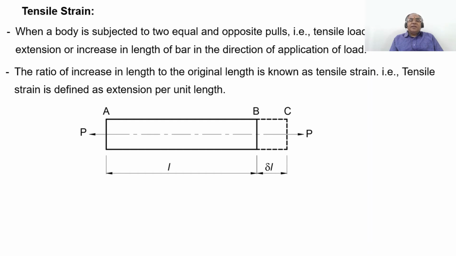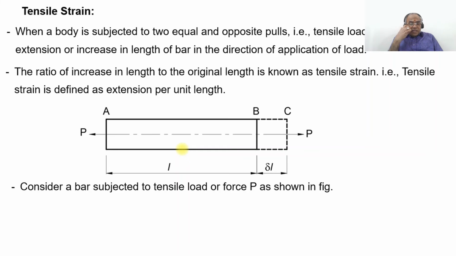So here, if you consider the figure, you can see that AB is the tensile test specimen. When two equal and opposite forces are applied on the body, the body will elongate from B to C. The elongation will be delta L, and small l is the original length of the member.